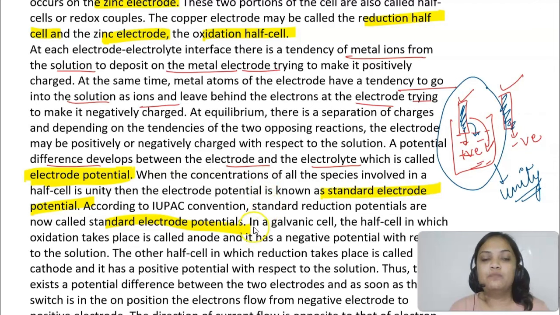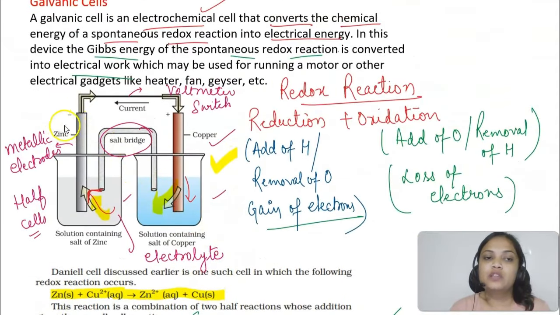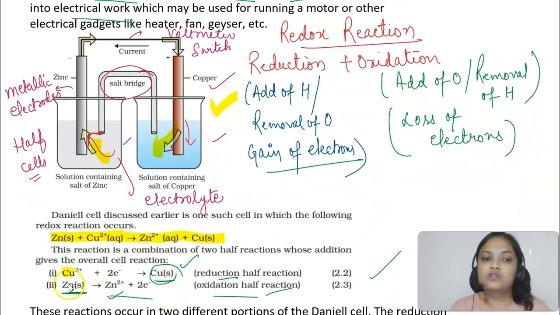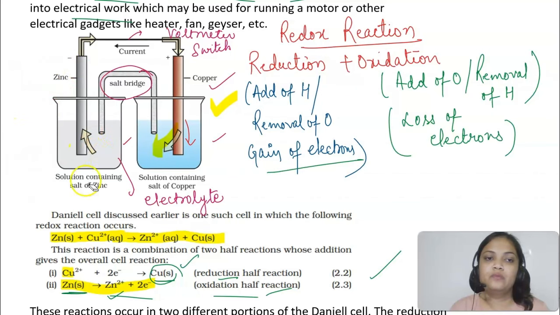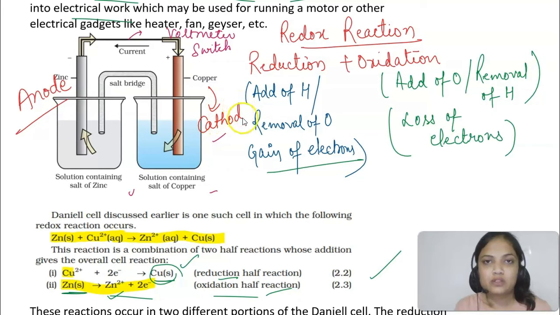Now the important thing is that the half cell in which oxidation takes place is called the anode. Look here. In the case of zinc, oxidation is happening, right students? Loss of electrons is happening in the case of zinc. So this one will be known as the anode. Let me write here again for you. The one where oxidation happens is known as the anode. So zinc is the anode here, and the one where reduction happens is called the cathode. So copper is going to be the cathode in this case.